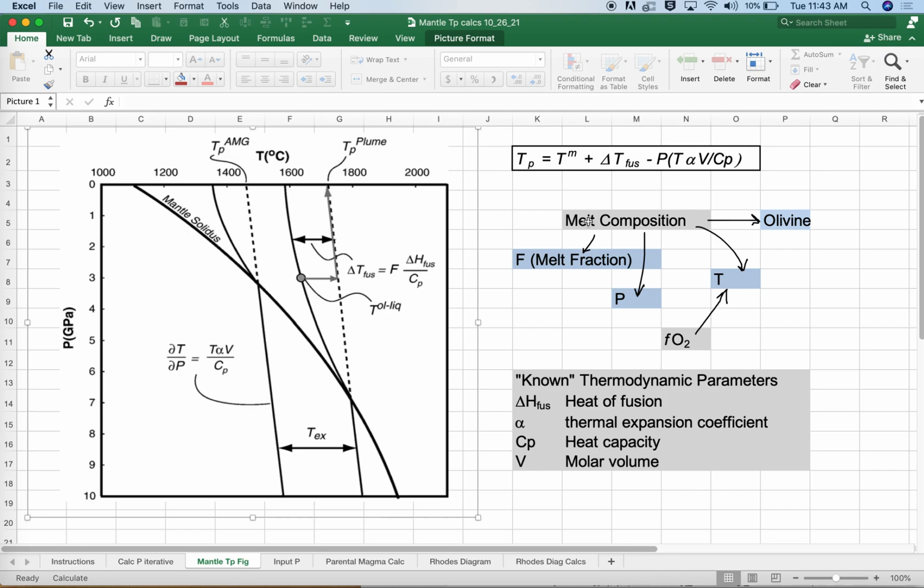So that, if we come over here, the things that are in gray are our inputs.